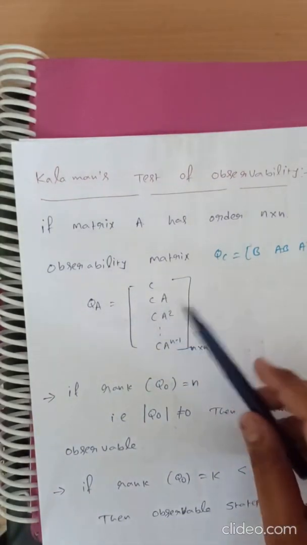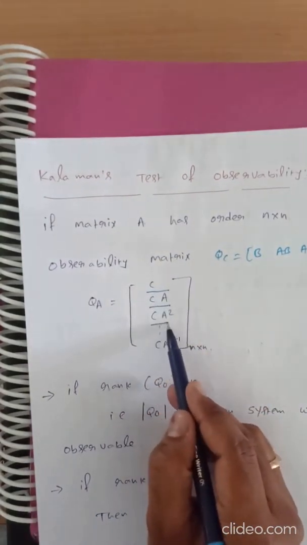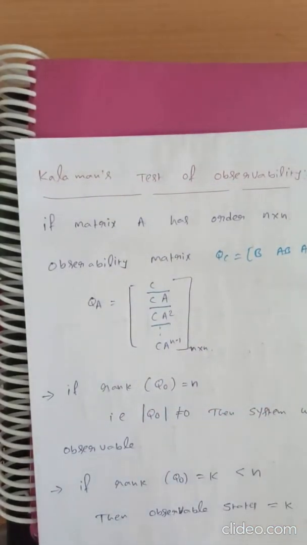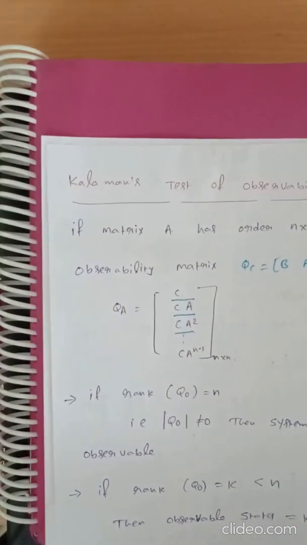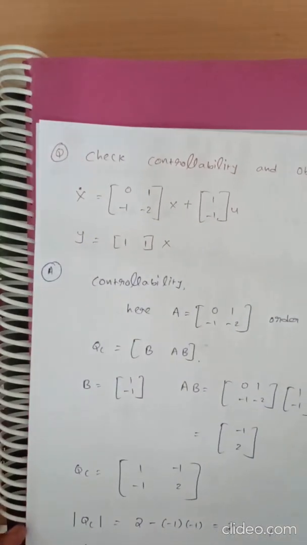C, CA: the first row is formed by C, the second row by CA, the third row by CA square, like this. With the same procedure, just find the det of Q naught. If the det of Q naught is not equal to 0, the system is observable. If the det of Q naught equals 0, find the rank of that matrix, and the rank will indicate the number of observable states. These are the two tests we will use to find out system controllability and observability.